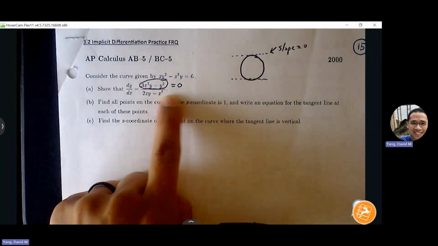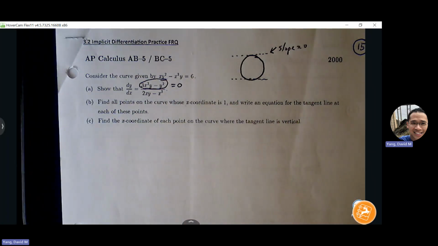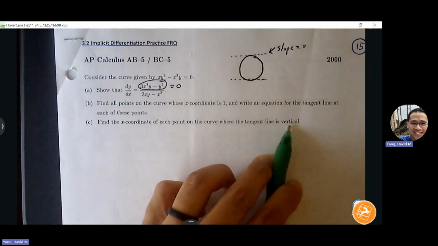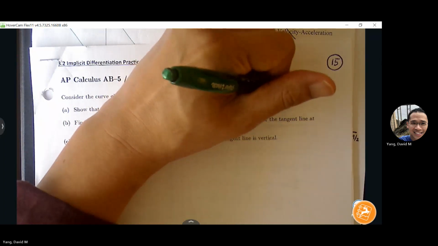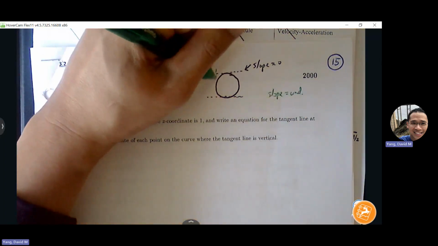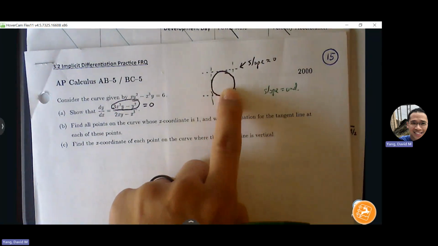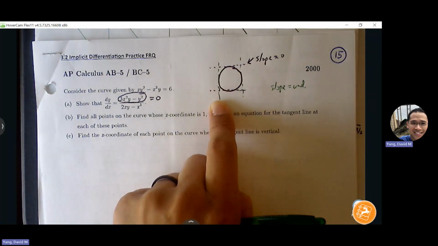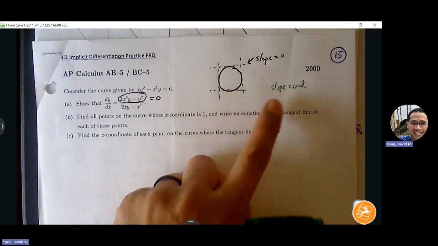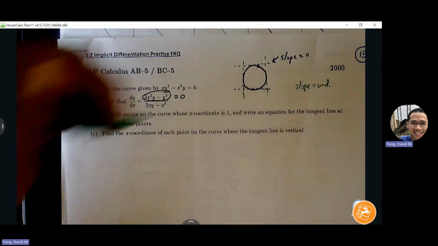I just want to give you a little bit of a preview, since we're going to do this a little bit later. If I want to find a place where the tangent line is vertical, what does that mean? That means slope is undefined. If your slope is undefined, it looks like a vertical tangent or a sharp turn. So if I want to look for places where slope is undefined, guess what I'm going to set equal to 0? The denominator.